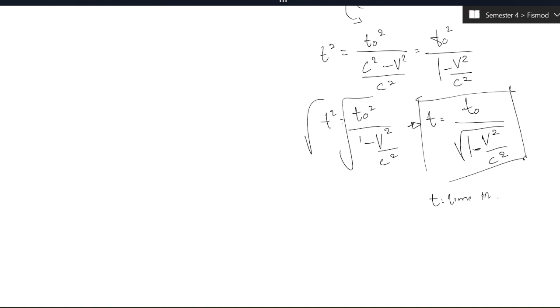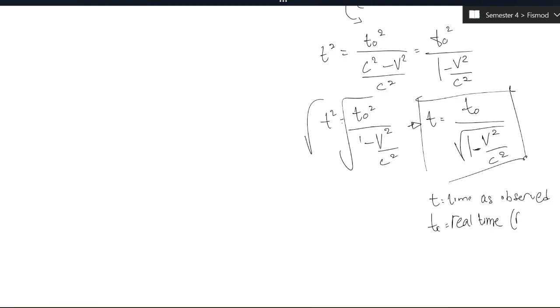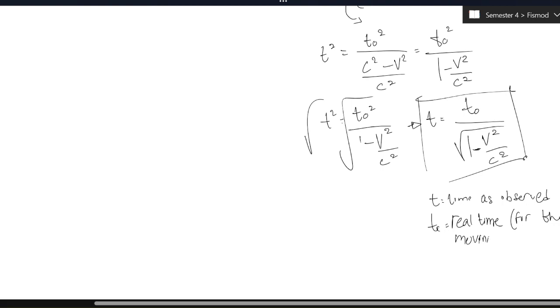So just a heads up, the T is the time as observed, and the T0 would be the real time. This is for the moving party, for the moving, I don't know, thing, I guess. Moving thing. And then v would be the velocity of movement. So yeah, and c would be the speed of light.